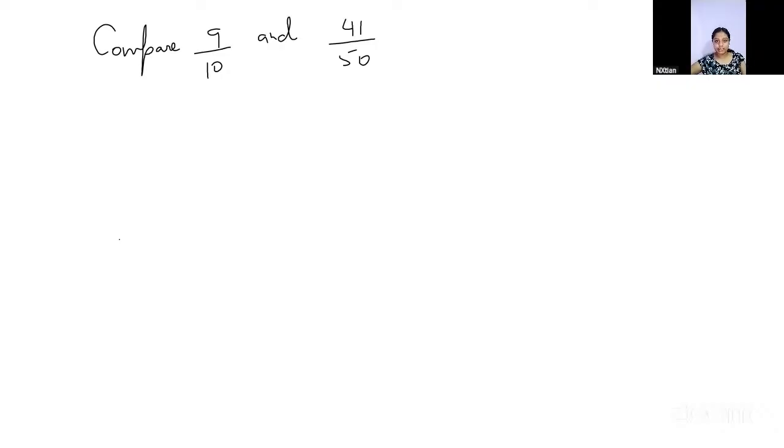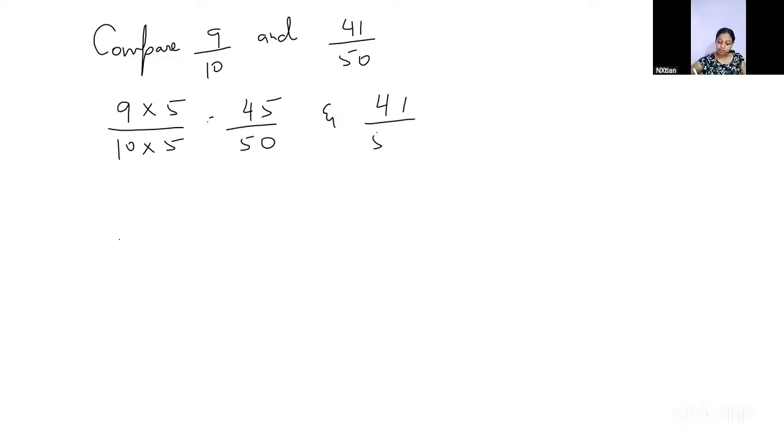10 and 50. Can the LCM be 50? Yes, the LCM can be 50. So 9 into 5 divided by 10 into 5, we will have 45 by 50 and 41 by 50. Now we compare them. 45 by 50 is greater than 41 by 50. That is why 9 by 10 is greater than 41 by 50. Okay.